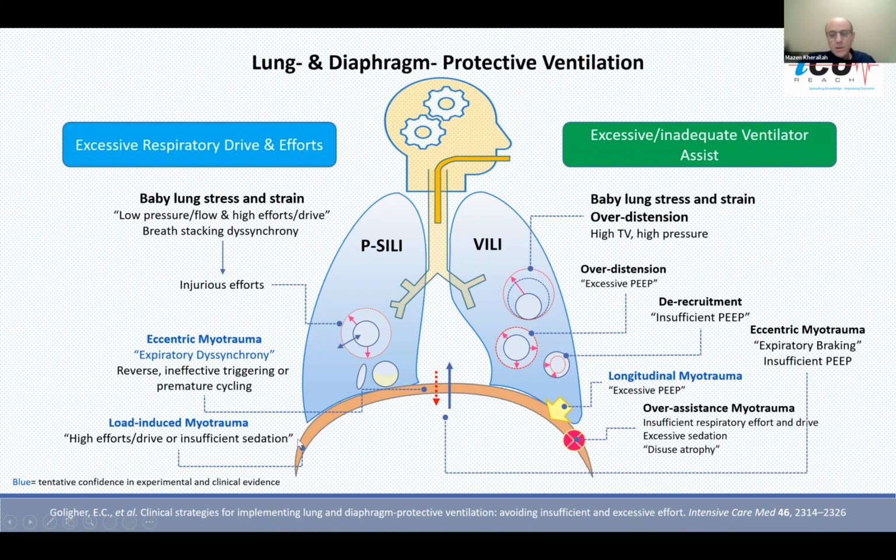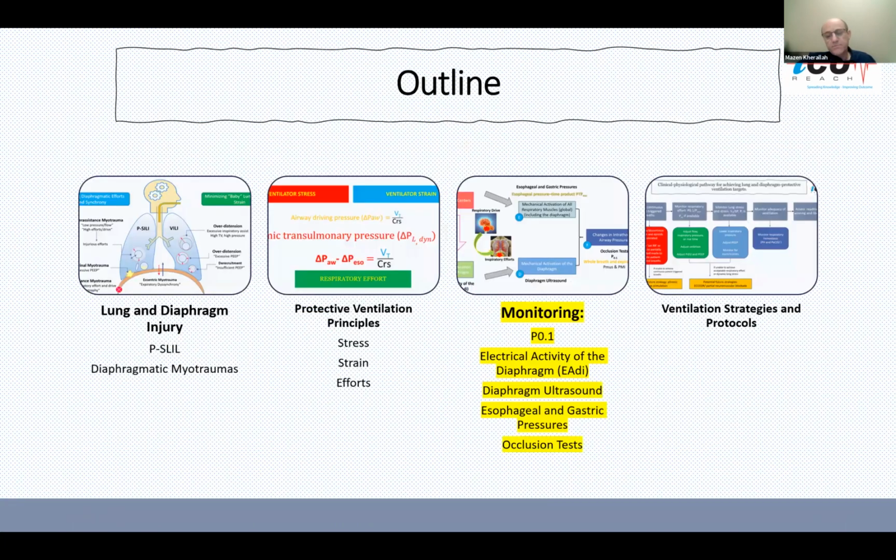So those are the pathophysiological concepts. What we aim to do in the ICU for those patients, number one, minimize baby lung stress and strain, and number two, optimize diaphragmatic efforts and synchrony. That's why it's very important to understand how we desynchronize with the ventilator. The third part of the talk is going to be about monitoring.